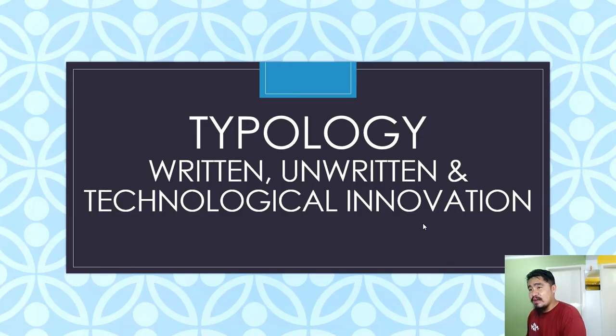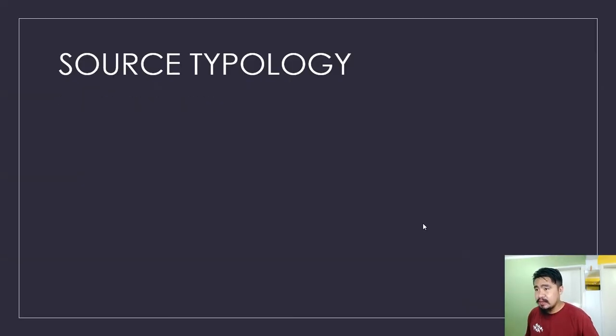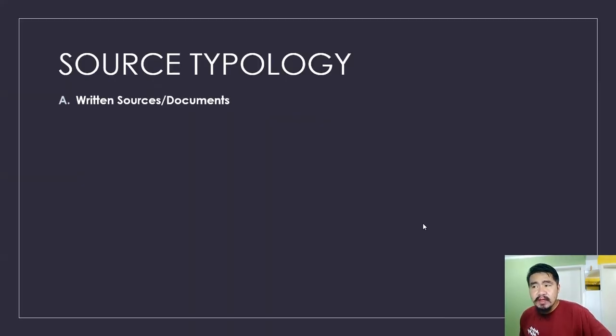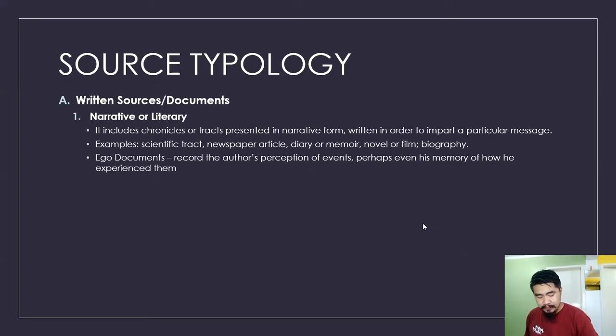Now moving forward, we have typology. This is another classification, so there are quite a lot of terminologies. We have written, unwritten, then technological innovation. So that's three. Under written, by the way, so that we understand, there are three classifications. Unwritten has two. Then technological innovation, around five. So when we talk about written, it is written down. That is what we need to remember.